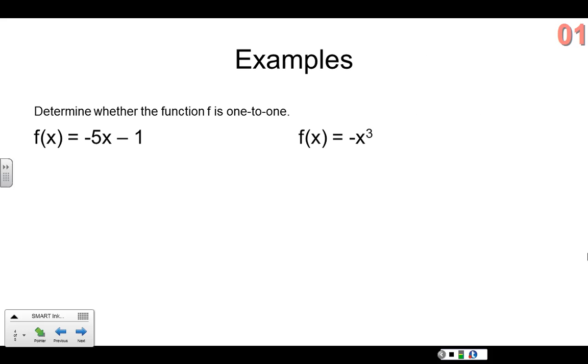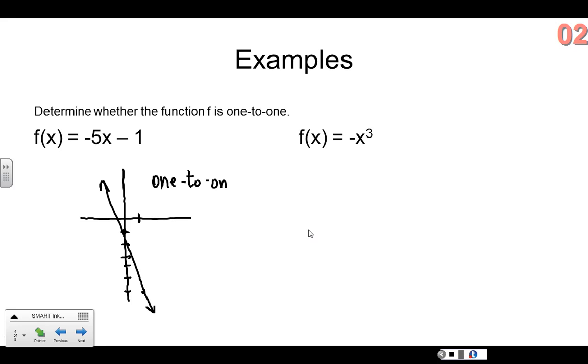Determine whether these functions are one-to-one. Well, this is just going to be a line, f of x equals negative 5x minus 1. If you wanted to sketch that, you know that's a pretty easy one to sketch. Your y-intercept is negative 1. Your slope is over 1, down 5. So it would definitely be one-to-one. Anywhere I try to draw horizontal lines, they only pass through one point.